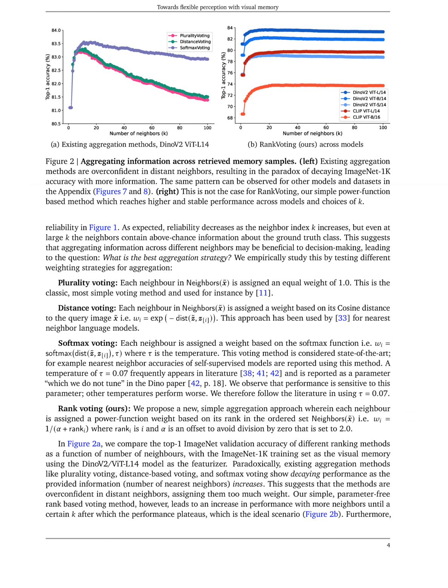The rank voting aggregation method improves classification results by assigning weights to neighbors based on their rank in the ordered set of retrieved neighbors, specifically using a power function weight formula. W_i equals 1 over (alpha plus rank_i), where alpha is set to 0 to avoid division by 0. In contrast, existing methods like plurality voting assign equal weights to all neighbors, while distance-based and softmax voting methods can overemphasize distant neighbors, leading to performance decay as more neighbors are included.